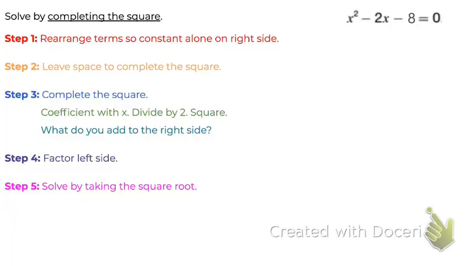Here I'm going to solve this equation by completing the square. So the first step is to rearrange the terms so the constant is on its own on the right side. So I'm going to move that minus 8 by adding 8 on both sides.